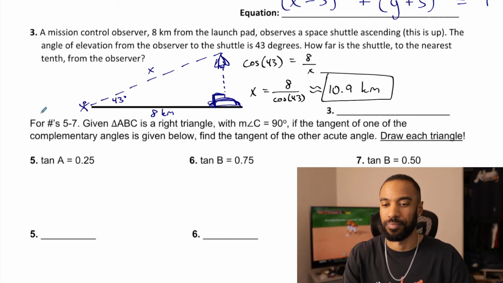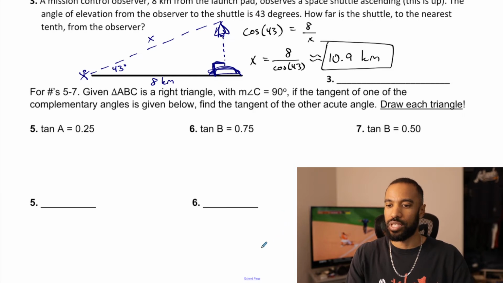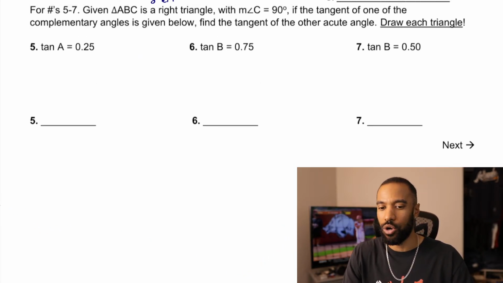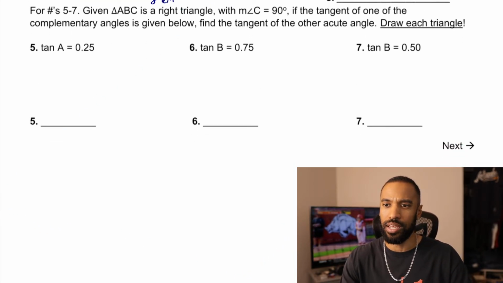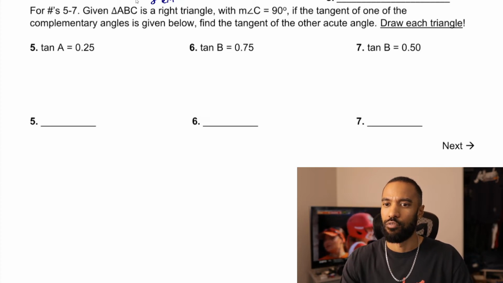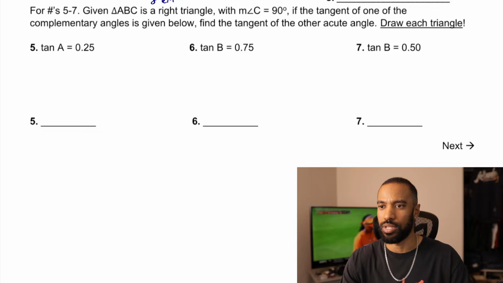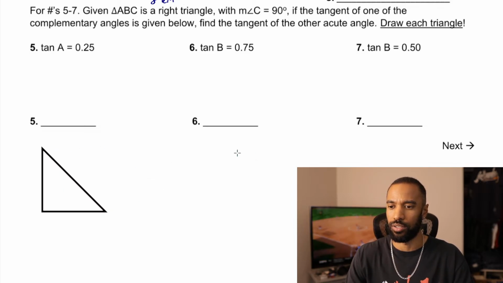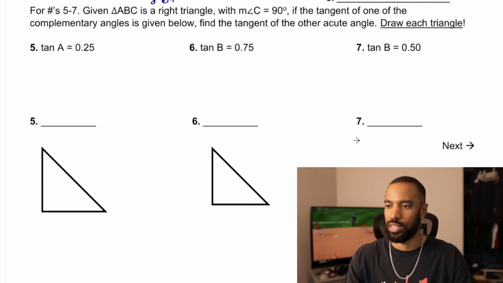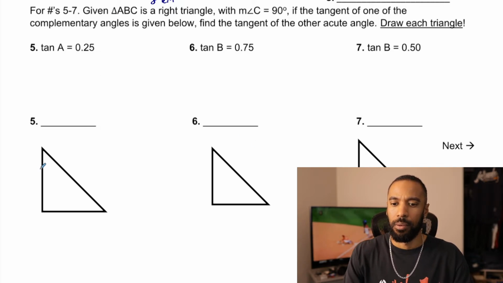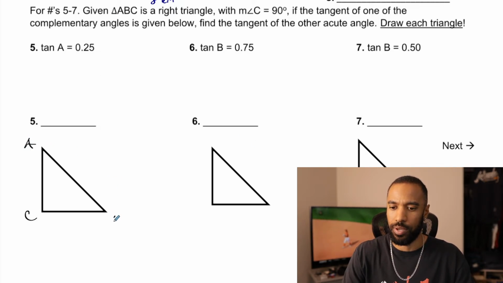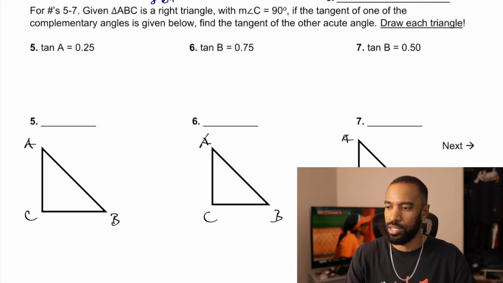And that's it. All right, for numbers 5 through 7, given ABC is a right triangle with the measure of angle C being 90 degrees. If the tangent of one of the complementary angles is given below, find the tangent of the other acute angle. Draw each triangle. All right, let's draw these. I know I'm in the way for the last one. But they said C is the right angle. So let's say we have ABC, with the right angle at C.